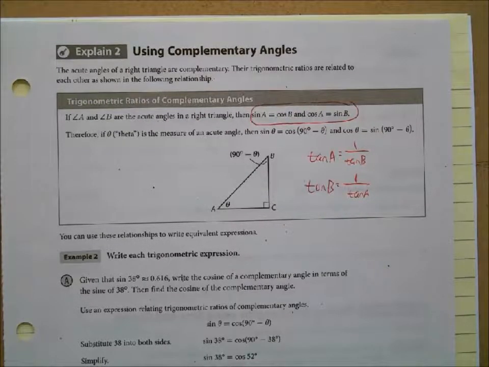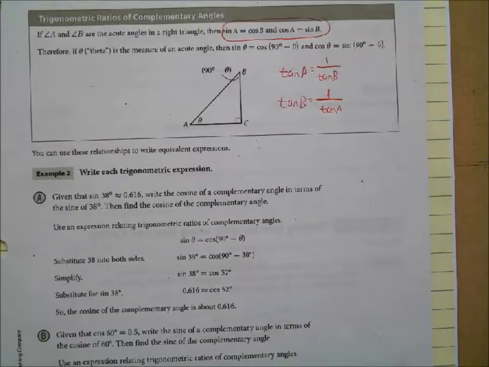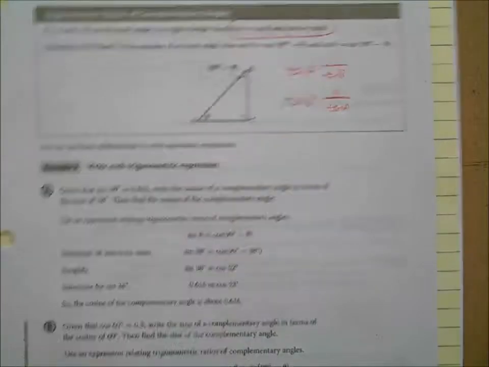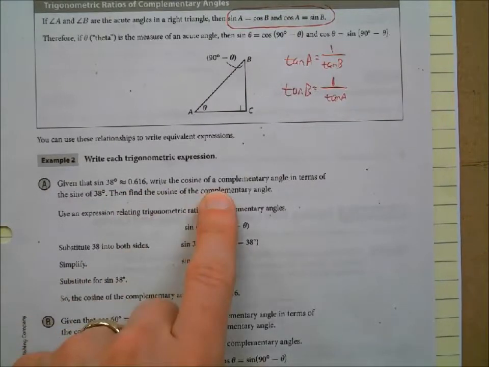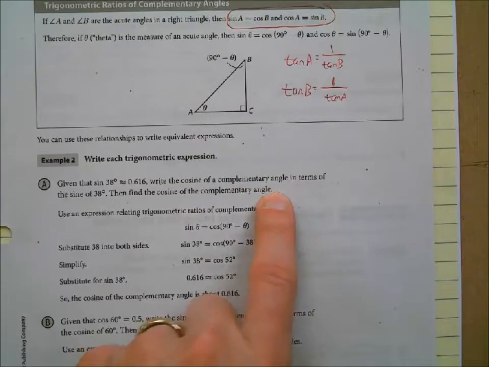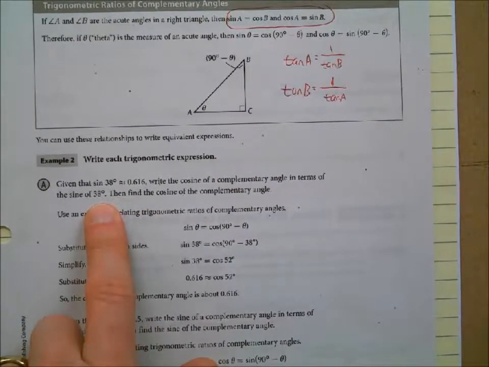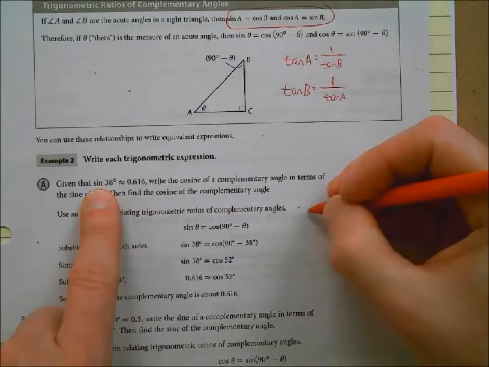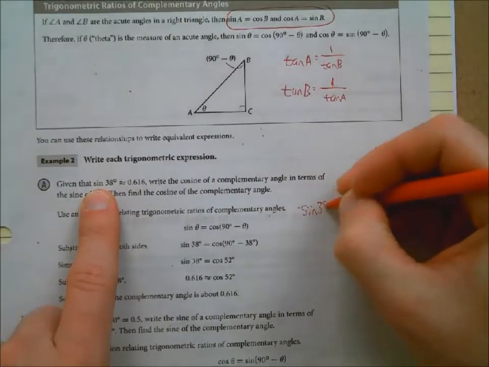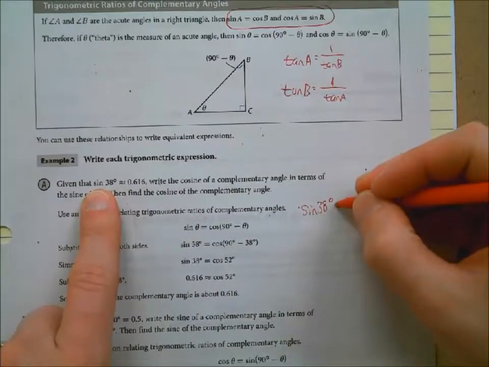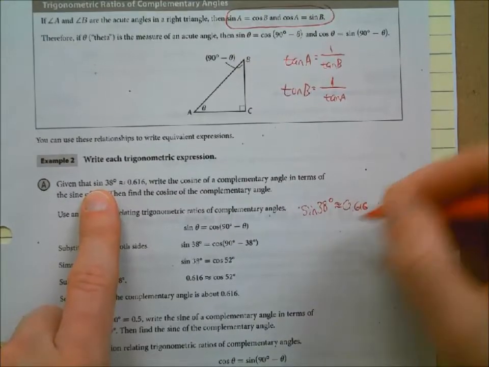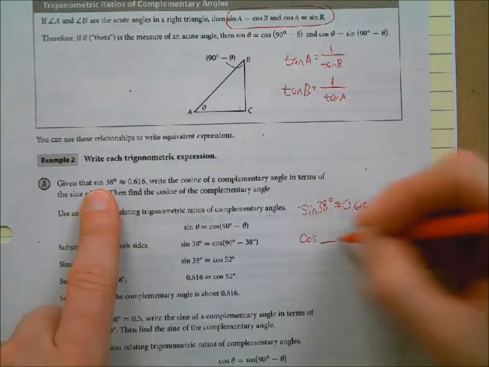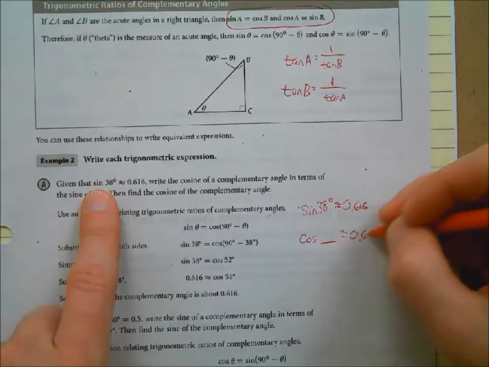Okay, so we're going to use this real quick. Given that the sine of 38 degrees is approximately 0.616, write the cosine of a complementary angle in terms of the sine of 38 degrees. So if the sine of 38 degrees is about 0.616, then the cosine of what angle will also be 0.616?